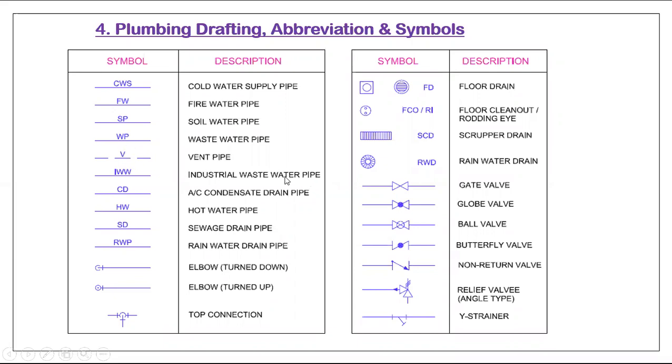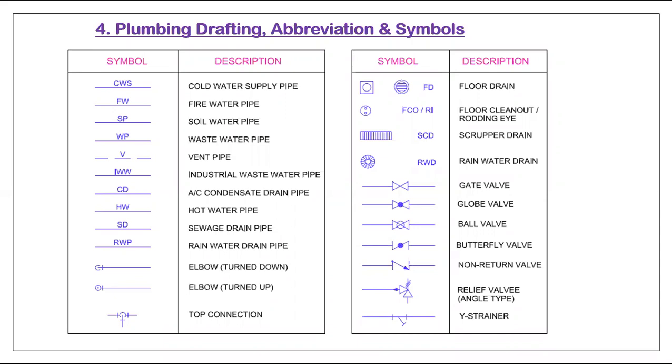Industrial wastewater pipe, we have to put IWW on the pipe. AC condensate pipe, we have to put CD on the pipe. Hot water pipe, HW we have to put above the pipe. Sewage drain pipe, normally we put SW. For the public header we have to put ST.